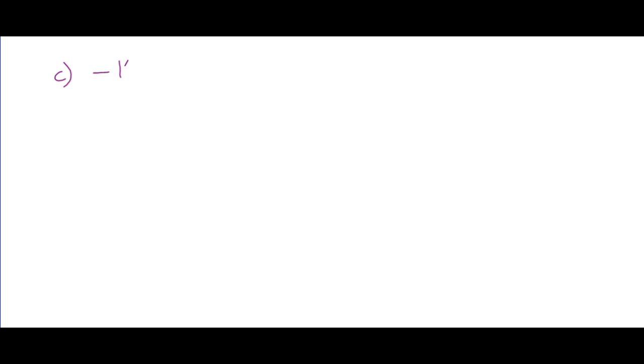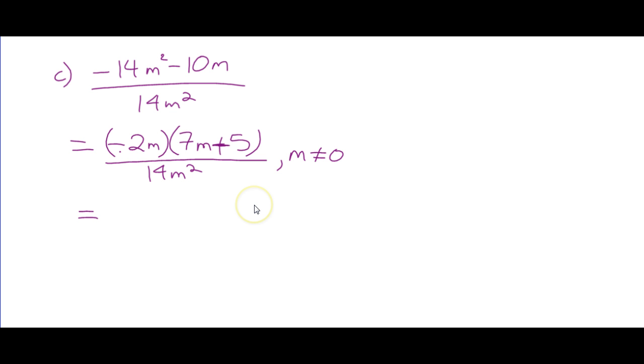See, negative 14m squared minus 10m. Okay, go ahead, do this one. Okay, so we factor the numerator. I'm taking out the negative sign here, right? I don't know, I just like doing it that way. Nothing to do down here, just state the restriction. Check this, negative 14m squared minus 10m.